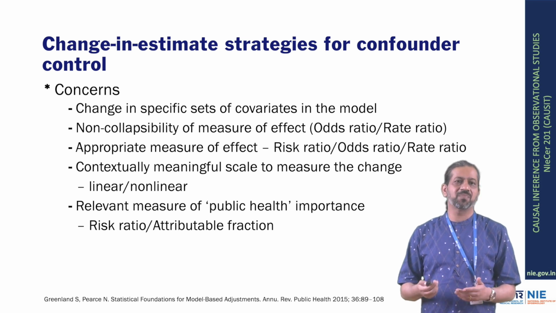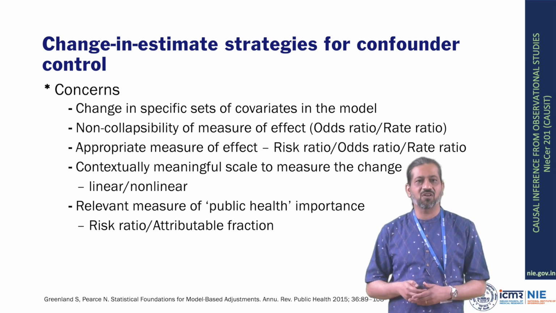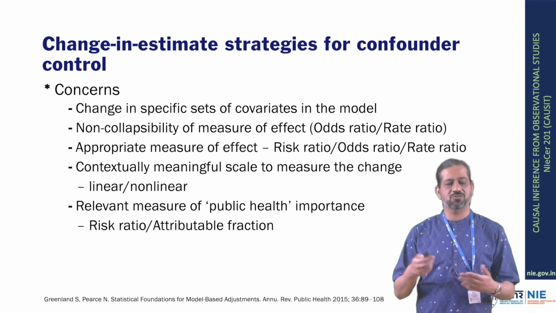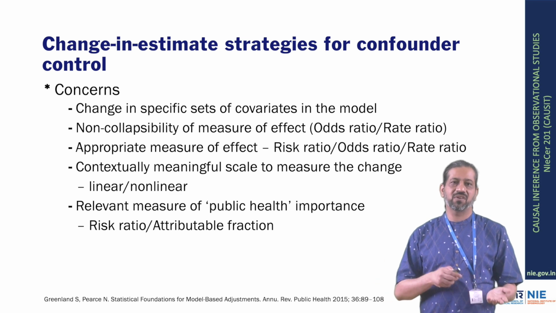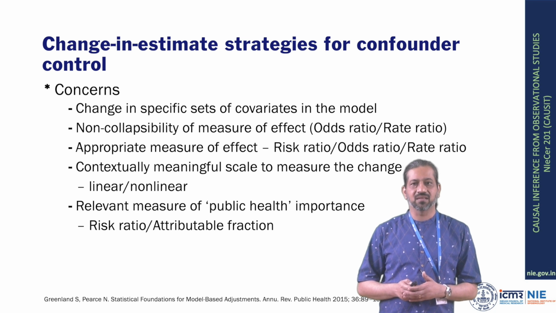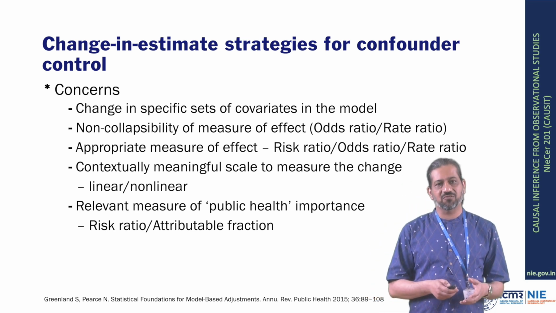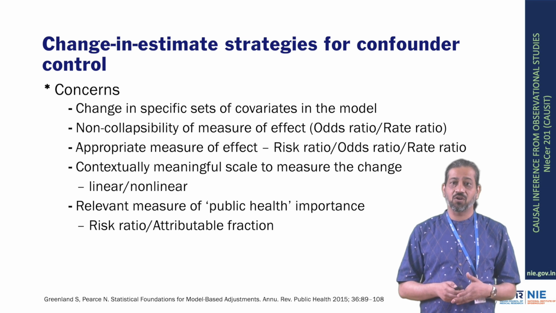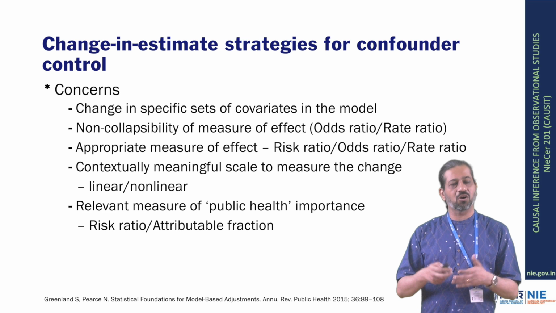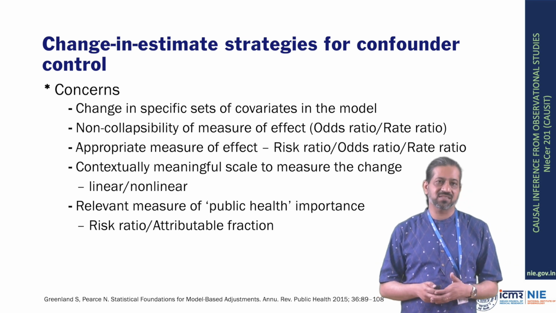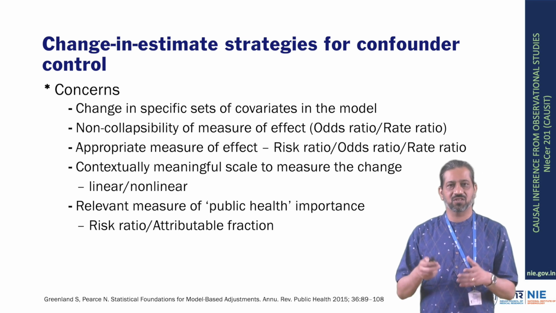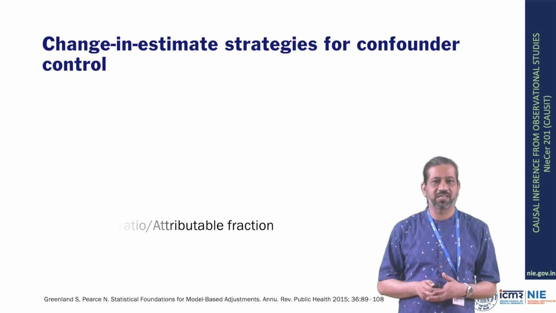Also, we need to keep in mind which is the appropriate measure of effect under different conditions, whether it is appropriate to use a risk ratio or an odds ratio or a rate ratio when we are trying to look at the change in the exposure effect estimate. Again, whether to use a relative measure of effect, which is a ratio measure, or an absolute measure of effect such as risk difference or attributable fraction, would also be important to understand the public health importance and the appropriate selection of the confounders for the particular exposure and outcome relationship.